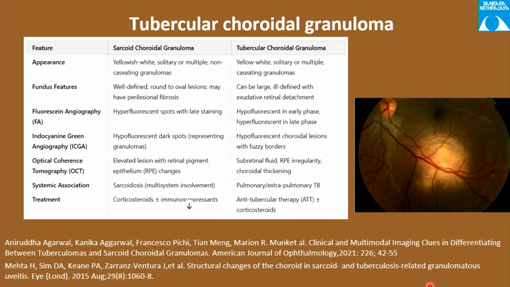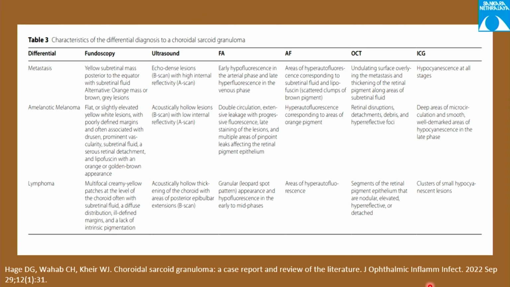These tuberculous granulomas are very much yellowish and white in color. They have an exudative RD which is out of proportion, and they are very large and they can be ill-defined. You have this hypofluorescent choroidal lesion seen on ICGA with fuzzy borders, and they are usually treated with anti-tubercular therapy and corticosteroids. The other differentials are metastasis, amelanotic melanomas, and lymphomas.